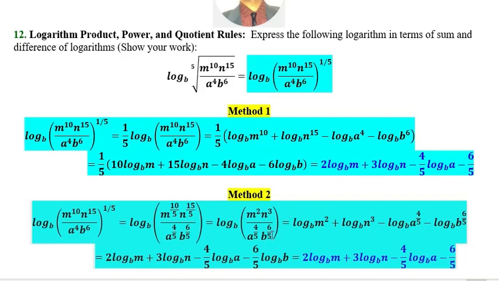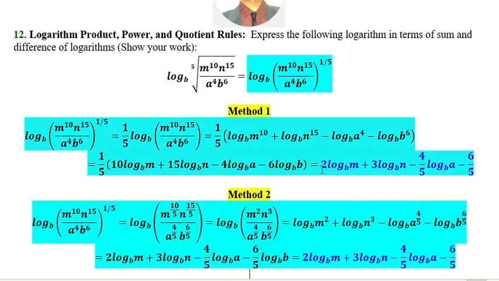Then bring the 2 down, that is 2 log base b of m. Bring the 3 down, that is 3 log base b of n. Bring the 4 over 5 down, that is minus 4 over 5 log base b of a. Then bring the 6 over 5 down, that is 6 over 5 log base b of b. So that is 2 log base b of m plus 3 log base b of n minus 4 over 5 log base b of a minus 6 over 5. Log base b of b is 1, so that is just minus 6 over 5.